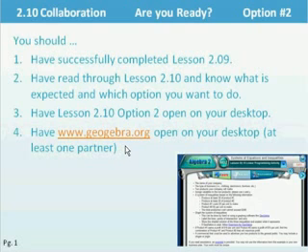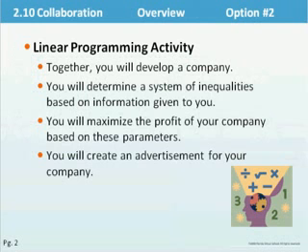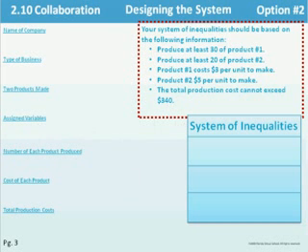Also, one person in your group should have open on your desktop www.geogebra.org in order to complete your graph. So what you're going to do today is develop a company. You've been given a few parameters and you are going to determine a system of inequalities. From that, use that information to maximize your profit and also create an advertisement for your company.